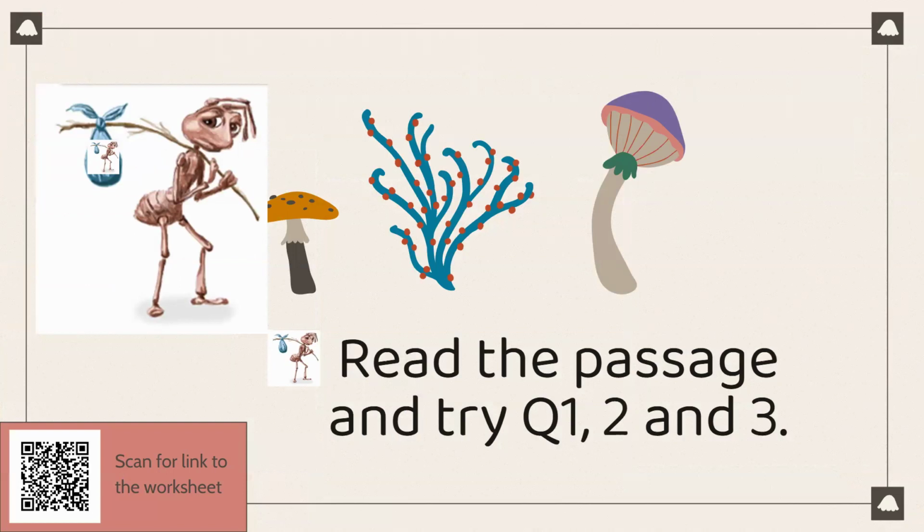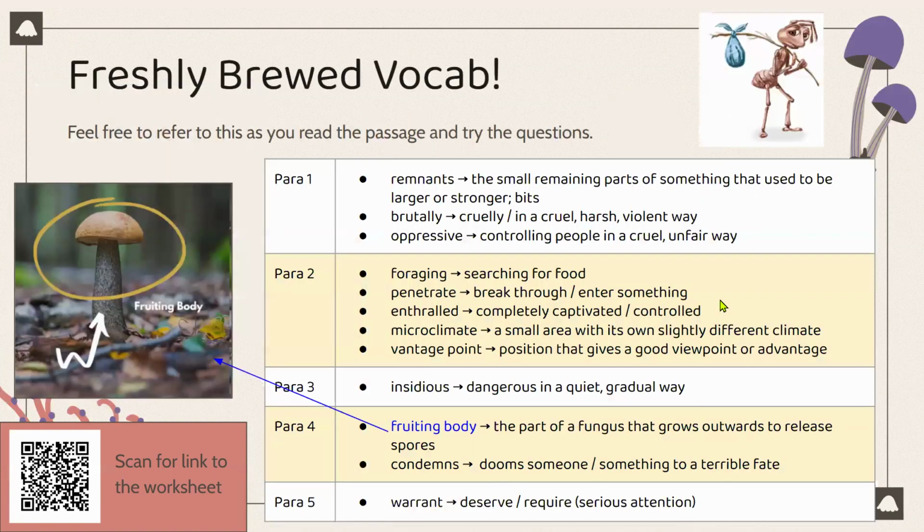Now the passage, I am going to give you some help. I did prepare freshly brewed vocabulary. Get it? Because overmugged is like a mug, so it's like freshly brewed, like a coffee mug. Some of the words that you were asking about are mentioned here again, so feel free to refer to this as you are reading the passage and as you try the questions.